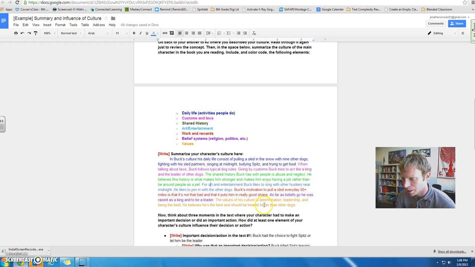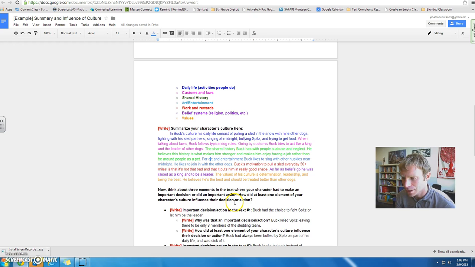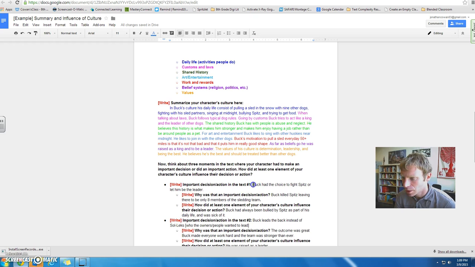So now this person has to think about 3 moments in the text where at least one element of the character's culture influenced a decision or action they made. Let's take a look. It says important decision or action in the text. Number 1, Buck had the choice to fight Spitz or let him be the leader. And notice you don't have to have direct text evidence for this one. Why is this an important decision or action? Buck killed Spitz, leaving only 8 members of the sledding team. Cool. That seems pretty important. And the key is they told about why it's important because they talked about what happened after that decision was made. How did at least one element of your character's culture influence their decision or action?